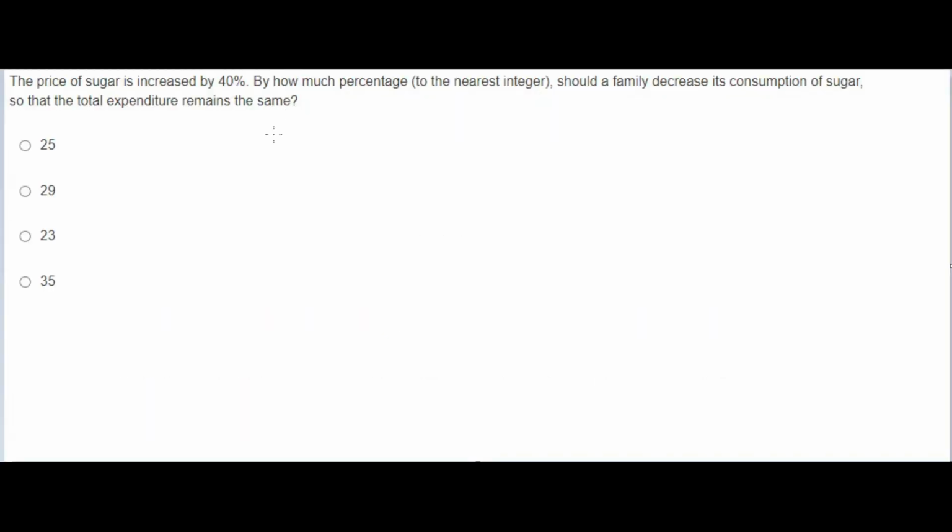Okay, welcome back. Look at the question. It's going to be very simple. What they ask is: the price of sugar is increased by 40%. Okay, for a normal person, it is increased by 40%.